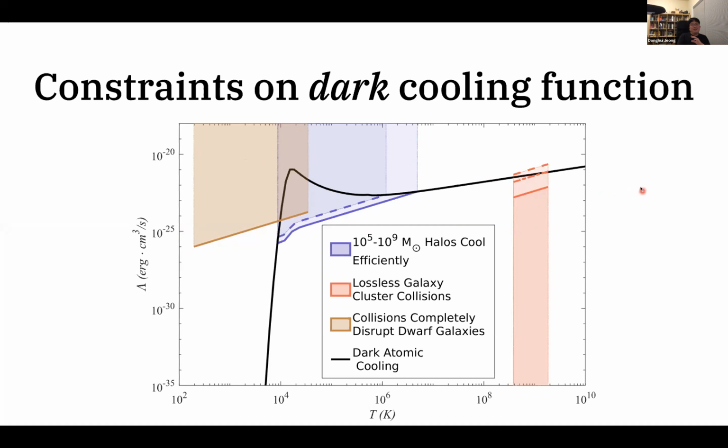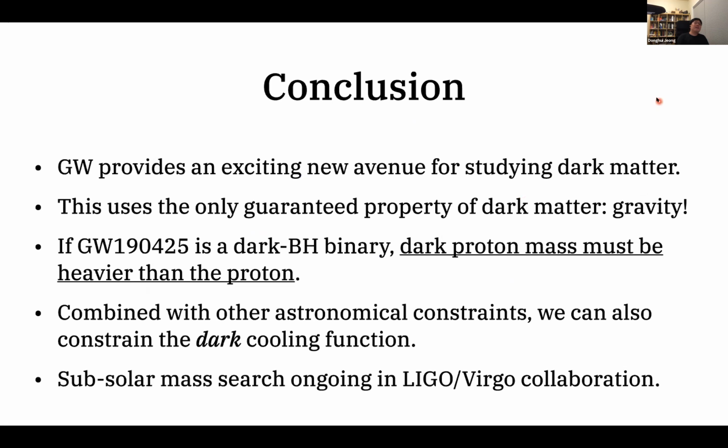Okay, so let me conclude here. Gravitational waves provide an exciting new avenue for studying dark matter. It's a new tool for an old problem, and we connect these two exciting fields. Another interesting feature is that this uses the only guaranteed property of dark matter. For dark matter, we have direct searches and indirect searches, but dark matter does not have to talk to the standard model particles. But here, we use gravitational waves and energy dissipation. The only fundamental interaction that goes in here is gravity and dark matter dissipation, okay?